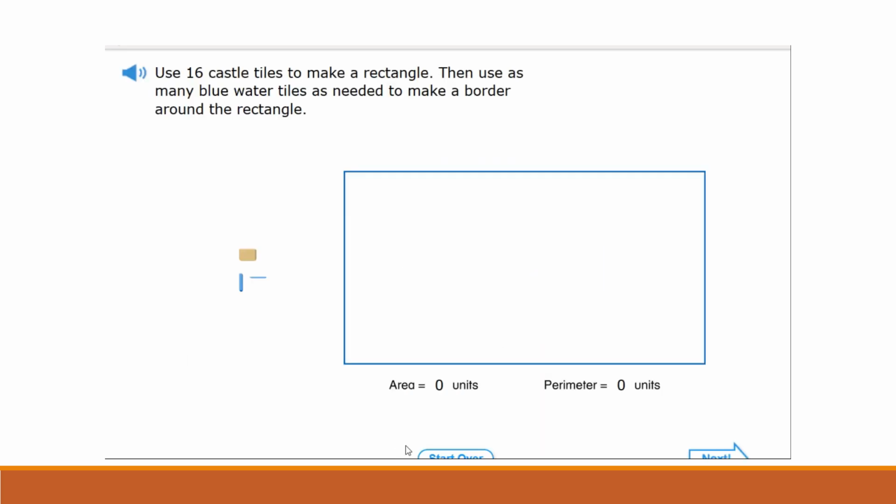Cool. So you get to drag over these castle tiles and then the blue water tiles. So you have to use 16 castle tiles. So what we're going to do is just think of different ways we can do that. Let's see, 16. Well, could we try 4 by 4? We could do 2 by 8. What do you think?